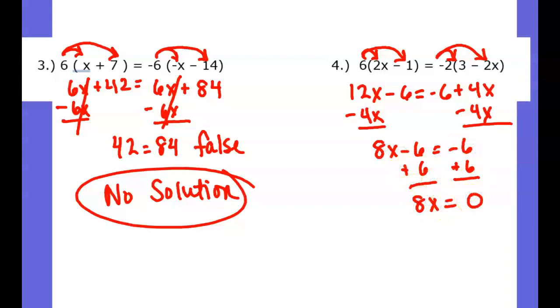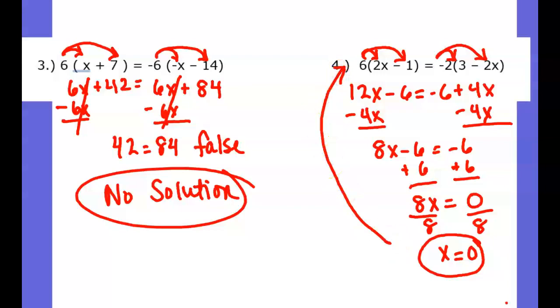And that's okay, all right? Because when I divide by 8, x is actually going to be equal to 0. All right, and that's an answer. 0 is a number. If we plugged it back in and did the check step, it would actually work, okay?